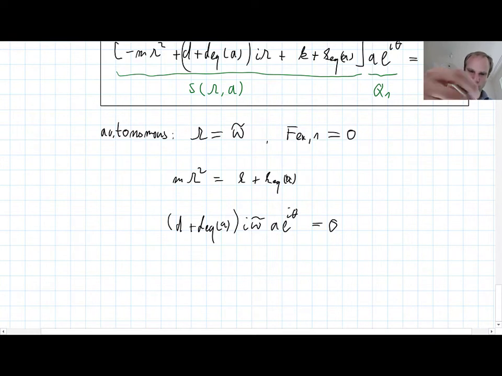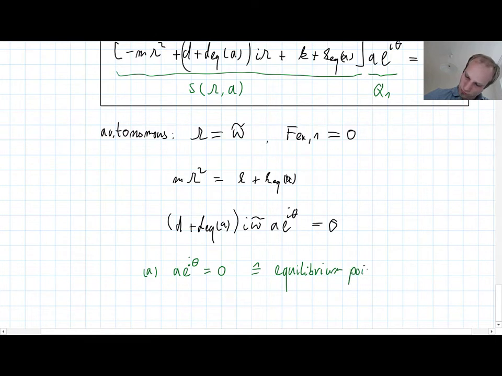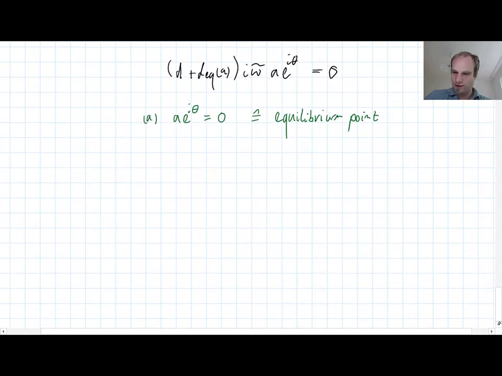So yeah, first of all we could have a e to the i theta equal to 0. This would correspond to an equilibrium point. So just as in the linear case, this remains a solution to the autonomous equation. The equilibrium point in the self-excited case is still a trivial solution.